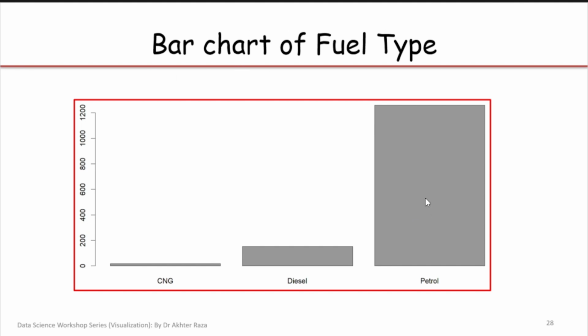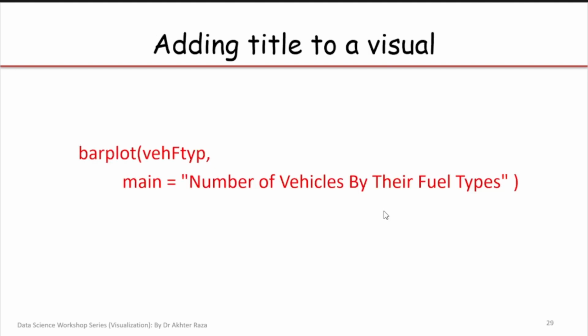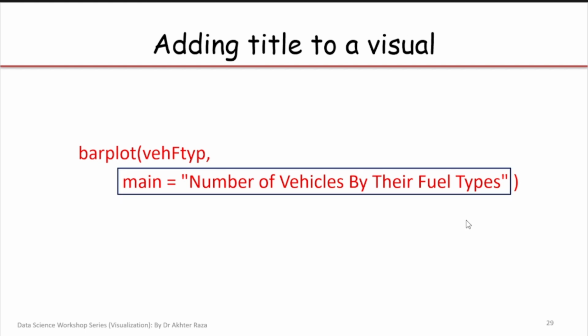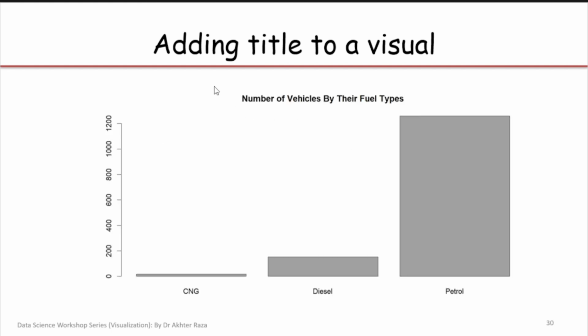The main command gives us an option to place a title over the graph. So if you want to place a title, use the main function. In the barplot, instead of closing the bracket here, just place a comma and the title: the number of vehicles by their fuel types. So the output will have this title.